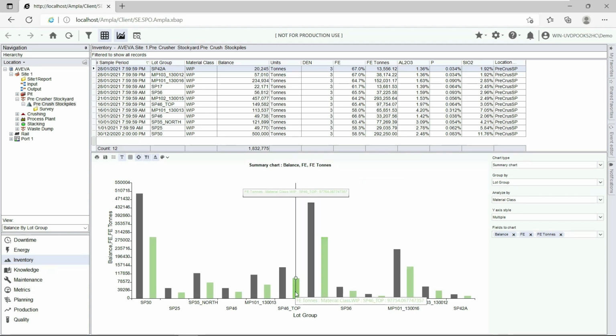This brings us directly to the inventory position of the plant at the pre-crushed stockpiles. We can see the actual balances of each of the stockpiles in the yard, showing its balance in terms of total mass and the contained metal.